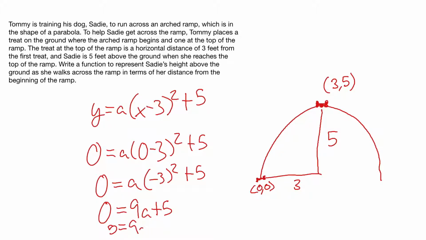5 equals 9a. A equals 5/9, meaning our final version should be y equals 5/9 times x minus 3 squared plus 5.